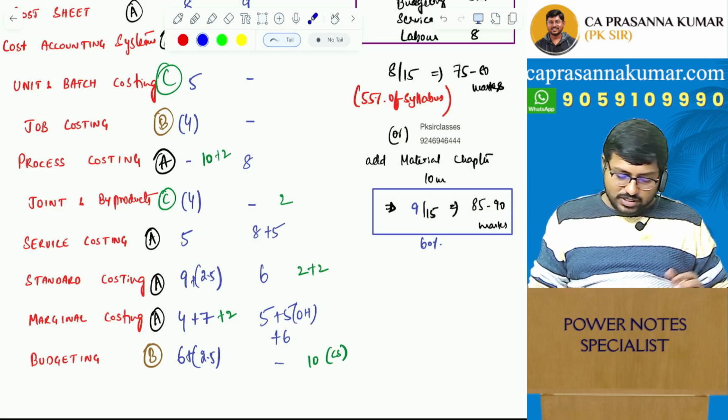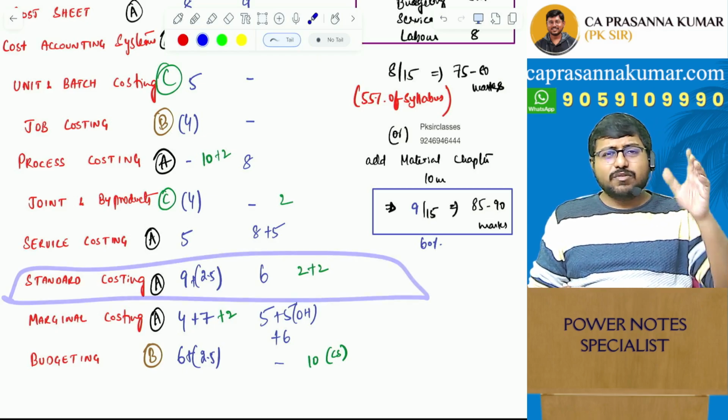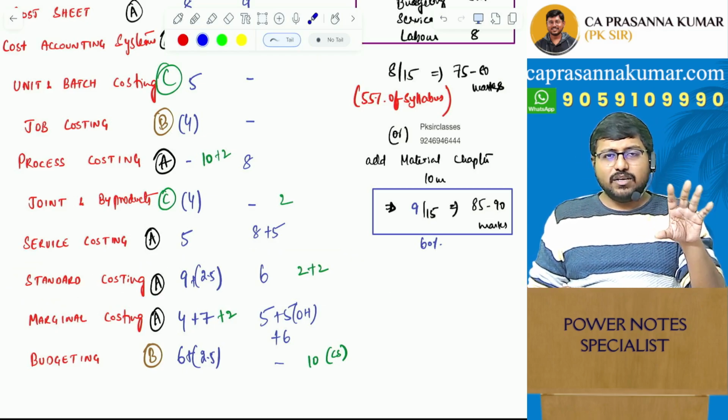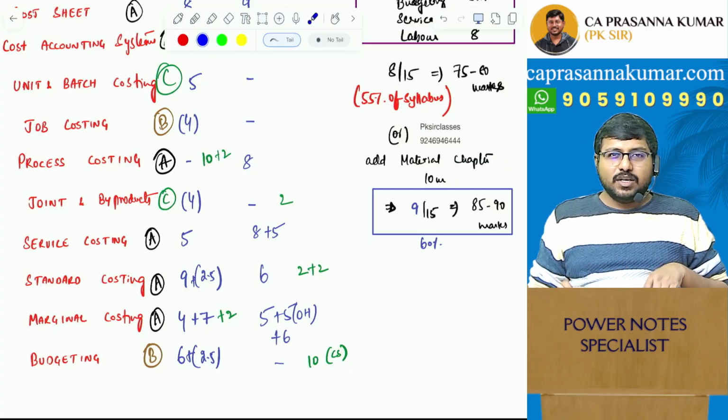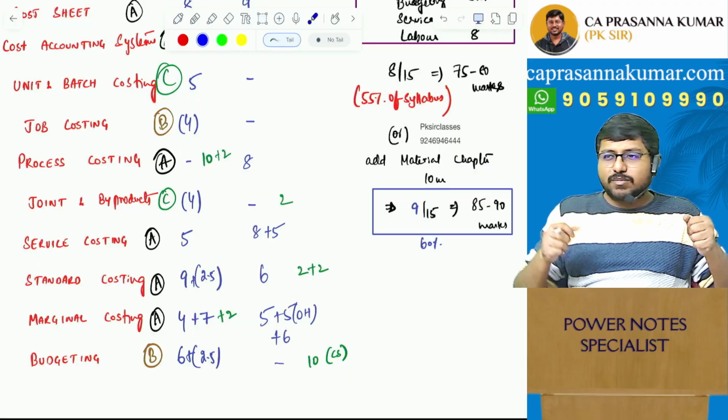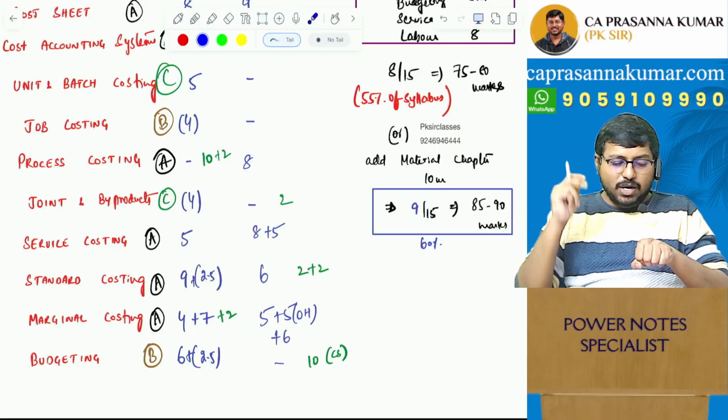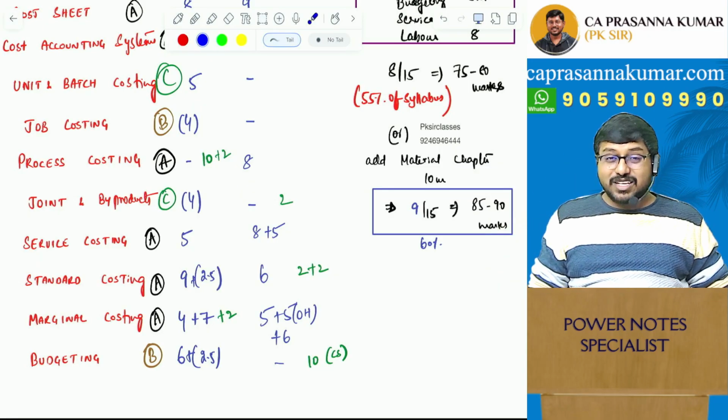So most important chapter. If you know the trick, you can just follow standard costing videos I've put in my channel. If you can follow that, initially it will be a little bit pinching you. It's just like learning to drive a car for the first time, trying to balance your two-wheeler for the first time. But once you know, standard costing will be the easiest chapter.